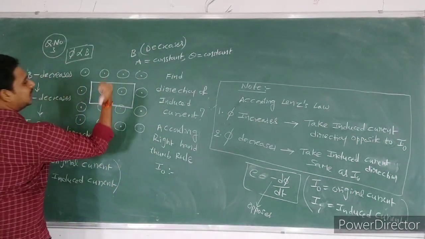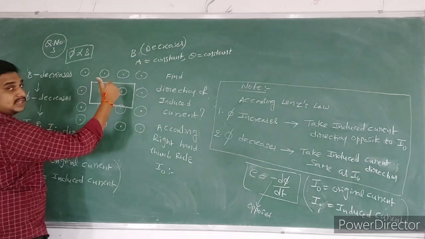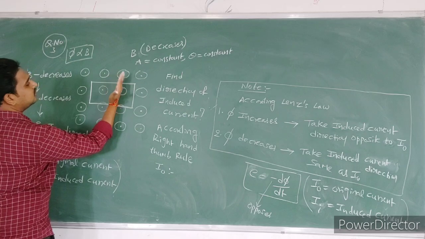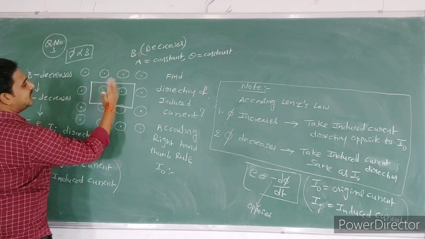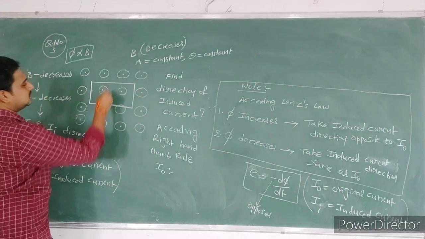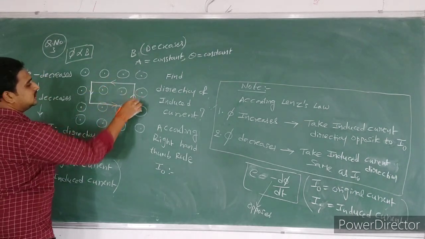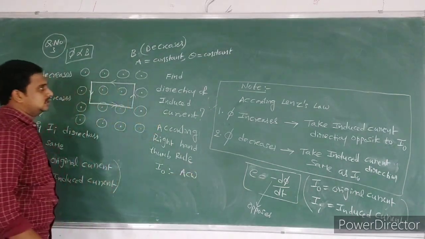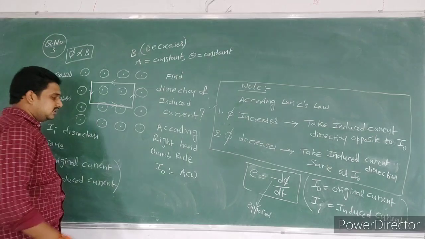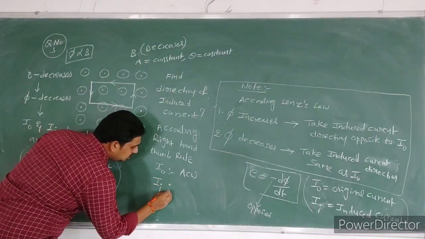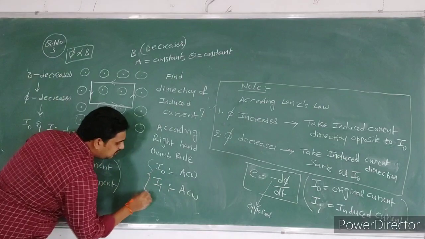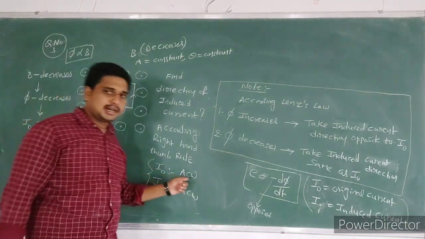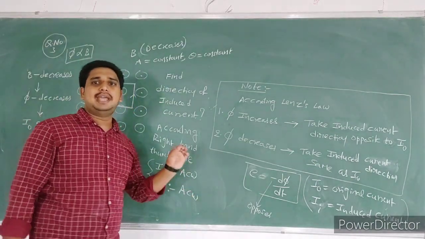The magnetic field here is out of the page. That's why the thumb indicates outwards. Then the curling fingers indicate the direction of electric current. This direction is anti-clockwise. This is the direction of the original current. The original current direction is anti-clockwise, which means the induced current direction is also anti-clockwise, because flux decreases.